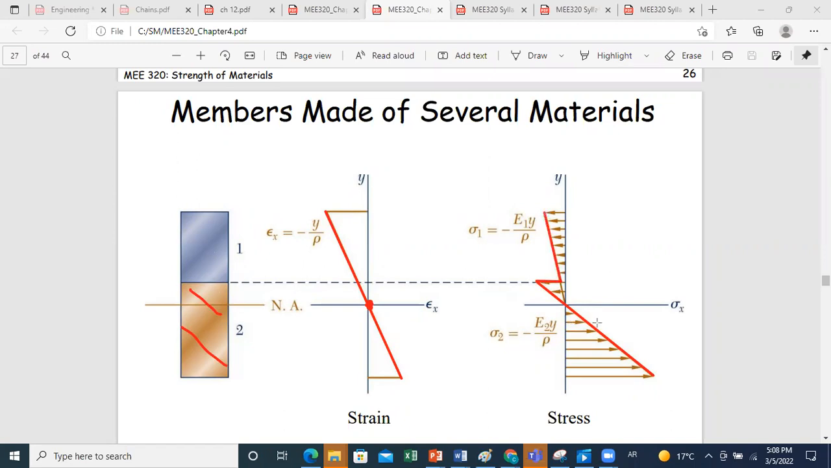And for this reason, the neutral axis of my system, for which the length will not change, will not be at the centroid of the composite section. And we'll see together a method that will help us to determine the location of this neutral axis.